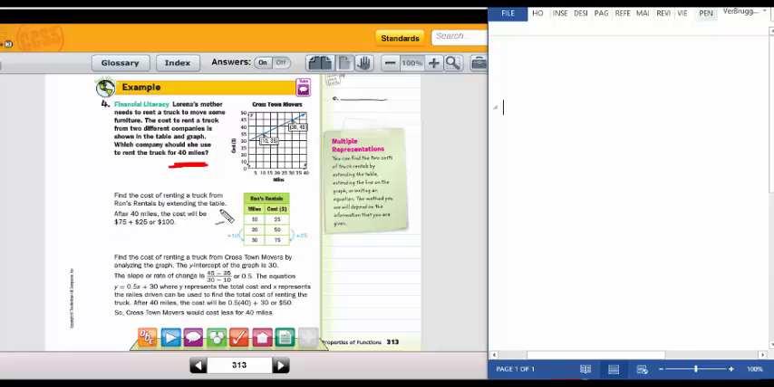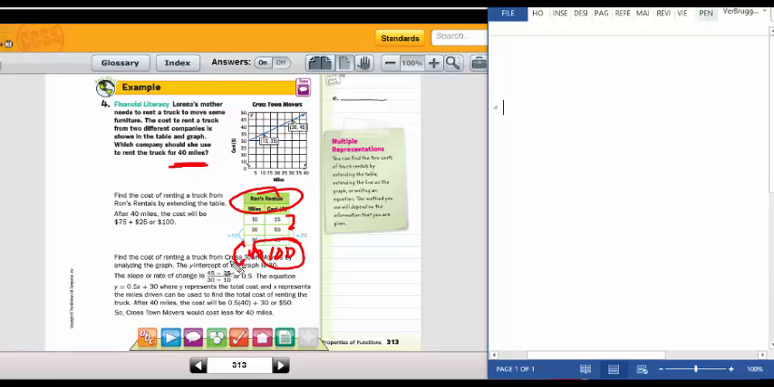So the first thing we can do is find the cost of renting a truck from Ron's rental, by extending the table. After 40 miles, the cost will be $75 plus $25 or $100. So in other words, we notice that we're adding 25 in each cell, and we only need to go one more cell here, so we can just put 40, and we're going to be at $100 here. So this Ron's rental is going to be $100.